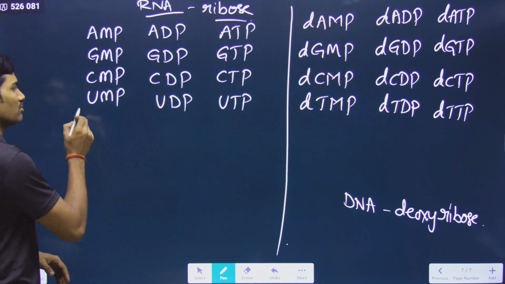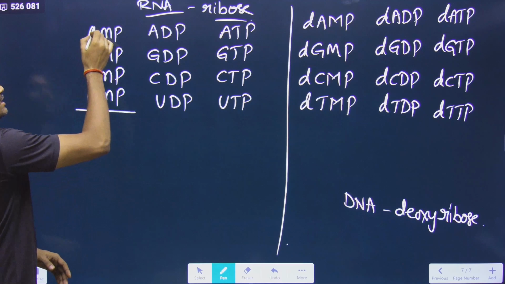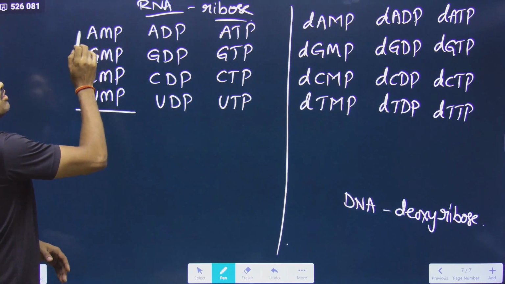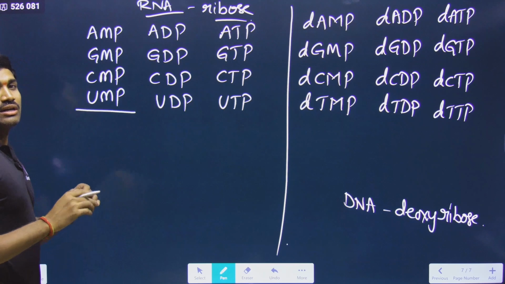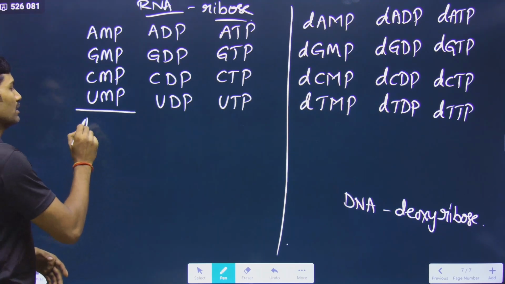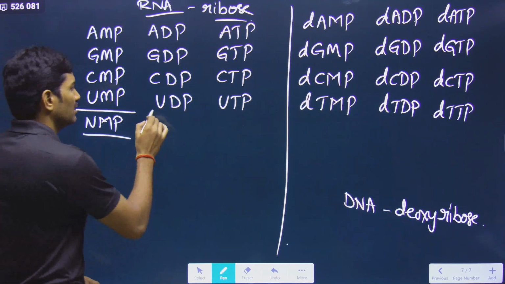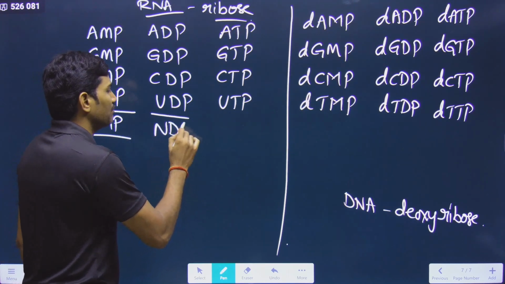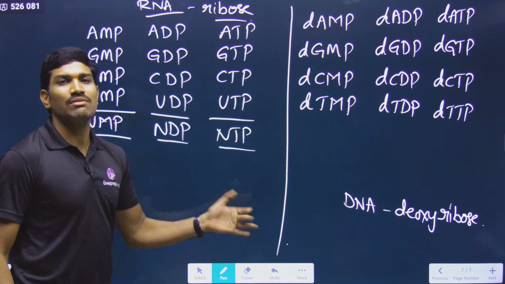Now let us come to the conclusion. How will you write this in general? How will you say nucleoside monophosphate? In all these names, it is not nitrogenous base monophosphate. It is nucleoside plus monophosphate. So NMP, nucleoside monophosphate, is the generalized word. This is the nucleoside diphosphate, nucleoside triphosphate. In this way we are writing.